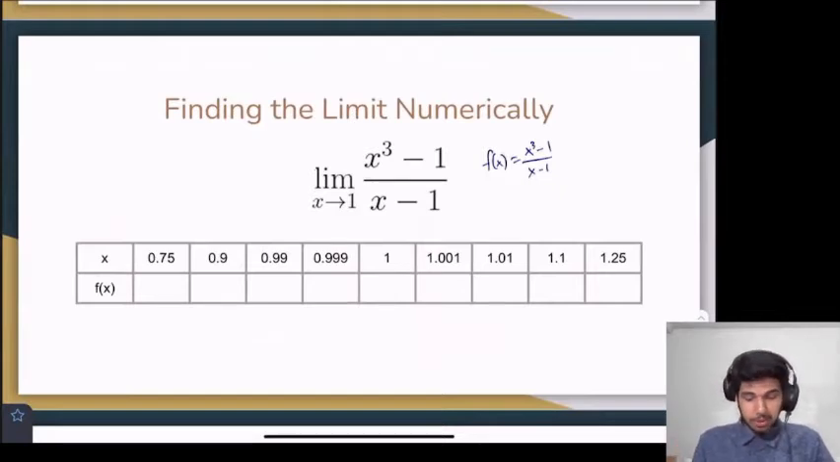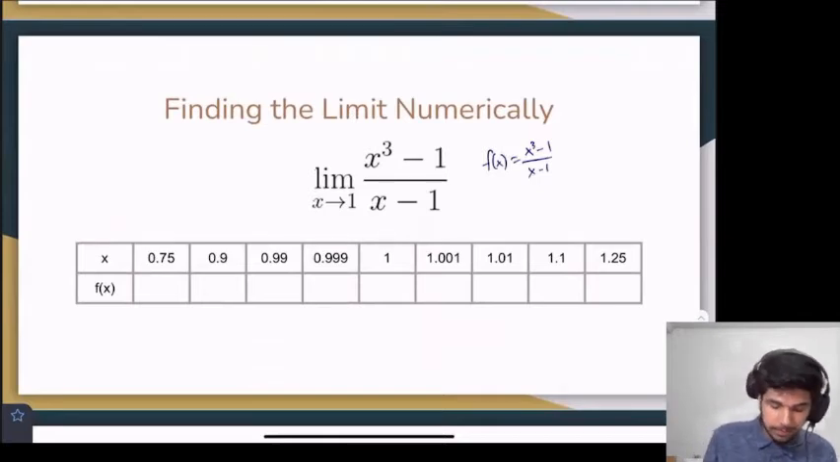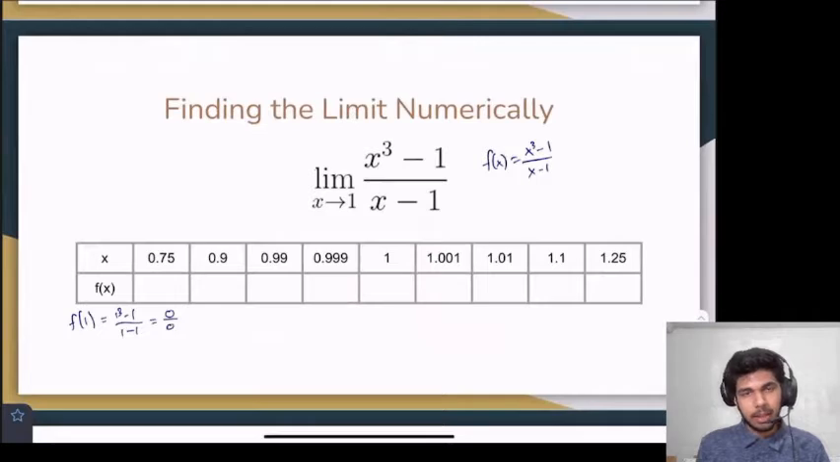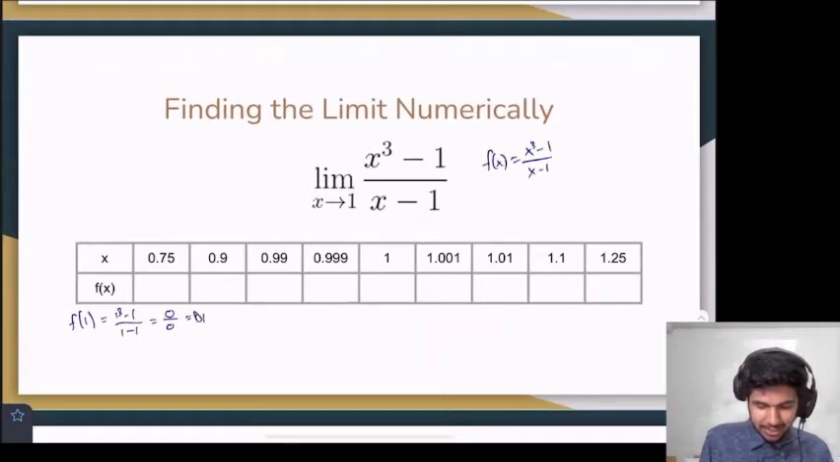And, well, we can just plug in x into f of x and see what happens. So, what happens when we do f of 1? f of 1 equals 1 cubed minus 1 over 1 minus 1. That equals 0 over 0. And, well, what is 0 over 0? I don't know. And neither does anyone else, really. So, for that, we just say that it's DNE, and DNE stands for does not exist.